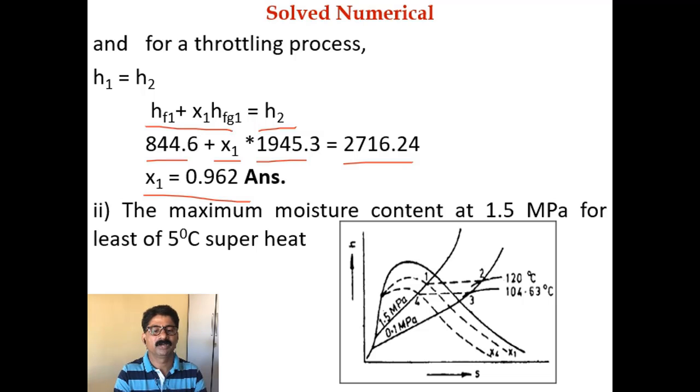Now to find the maximum moisture content at 1.5 megapascal for a least of 5 degrees Celsius superheat. This first part is state 1, where the dryness fraction is, and this is after throttling, state 2. Now the minimum dryness fraction, that is the maximum moisture content, you have to find for a minimum of 5 degrees of superheat. That is the condition for state 3 and 4, because it's a new state now.